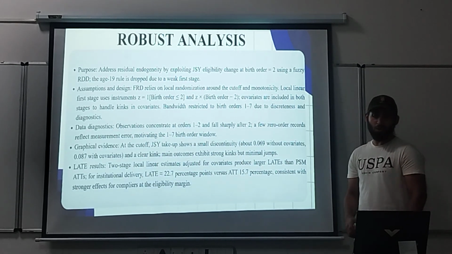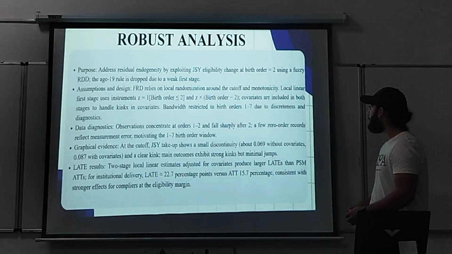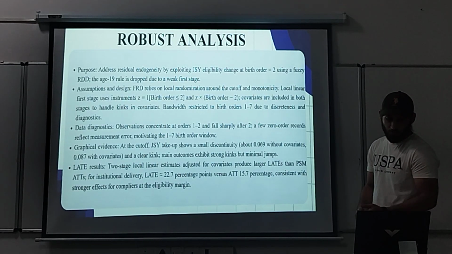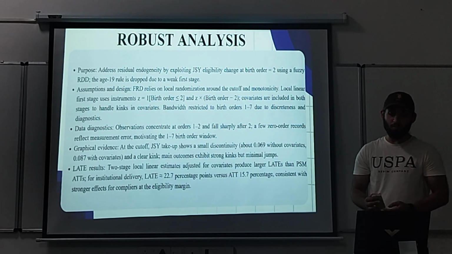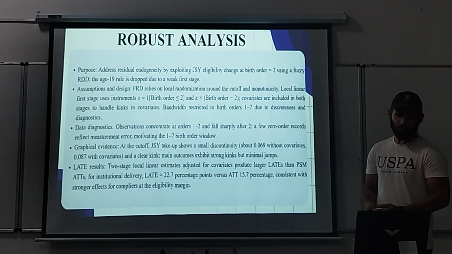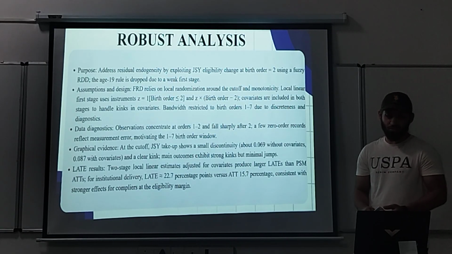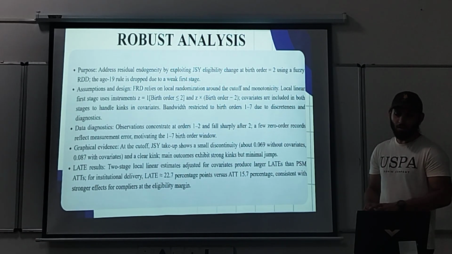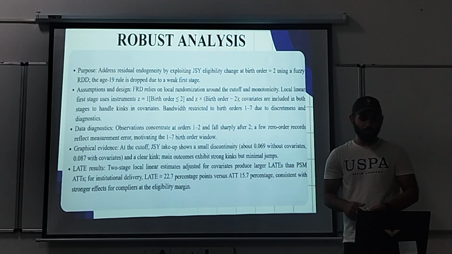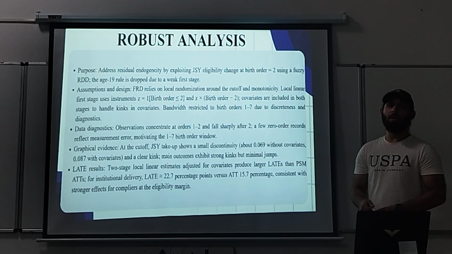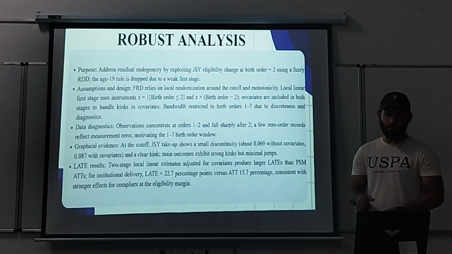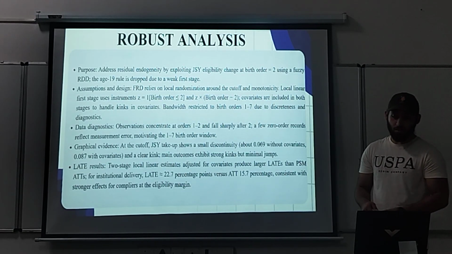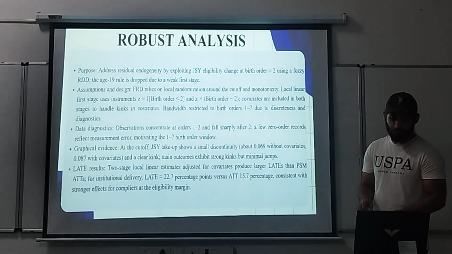Observations concentrate at birth orders 1 to 2 and drop sharply after birth order 2, indicating potential measurement error. This motivates using the 1 to 7 birth order window for the analysis. At the cutoff, GSY take-up shows a small discontinuity of about 0.069 without covariates and 0.087 with the covariates, accompanied by a clear kink. The main outcome exhibits strong kinks but minimal jumps.